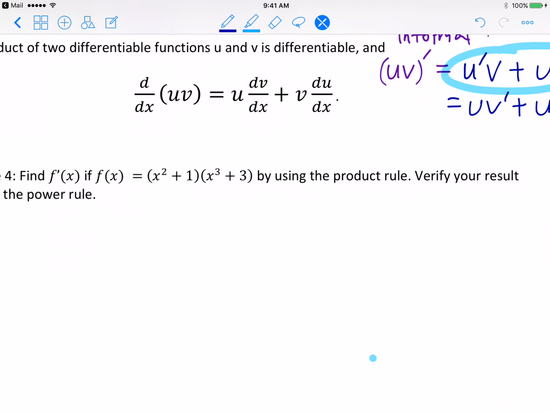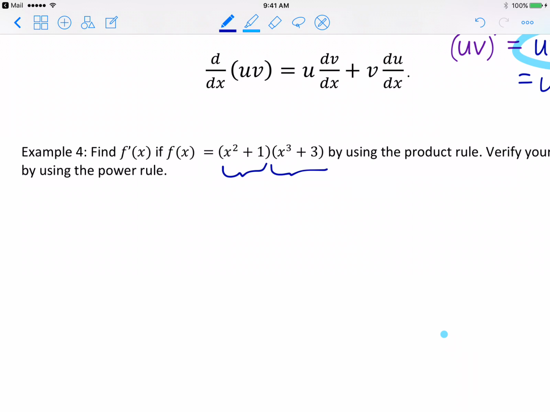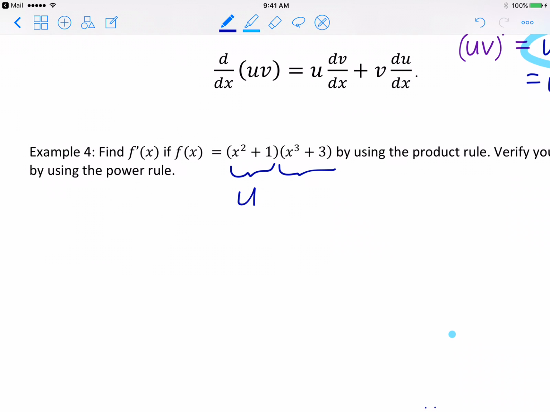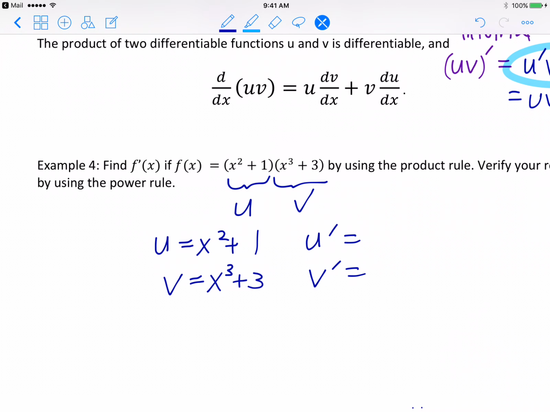Let's take a look at this. Example 4: you could consider f of x to be a product of two separate functions. You could let u be x squared plus 1, and let v be x to the third power plus 3. U is equal to x squared plus 1, v is equal to x to the third power plus 3. And in turn, you could organize these four expressions before proceeding with the product rule.